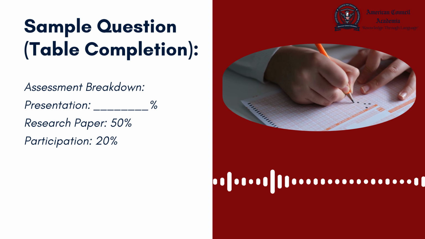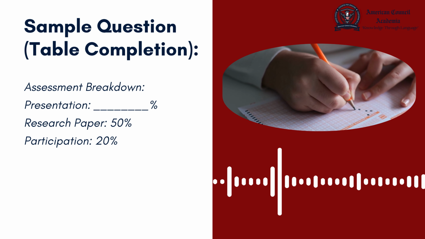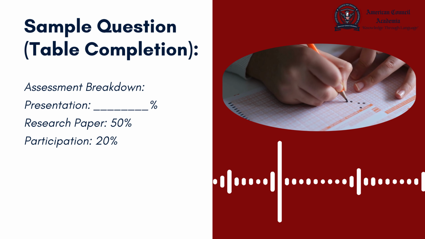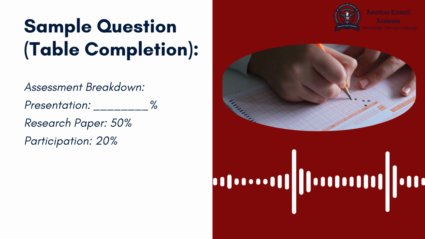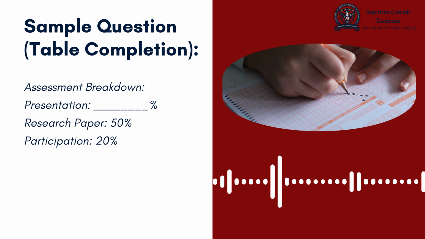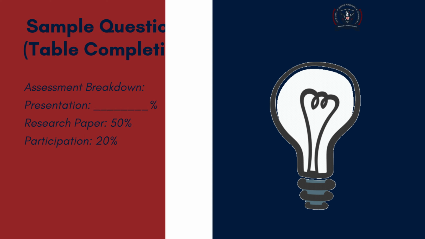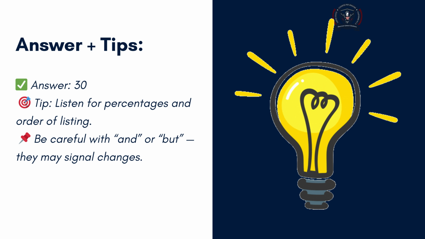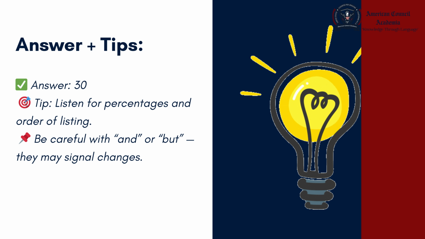And the table might ask, assessment breakdown. Presentation, blank %. Research paper, 50%. Participation, 20%. Answer, 30. Pay attention to order and to connectors like and/or, but that signal changes.